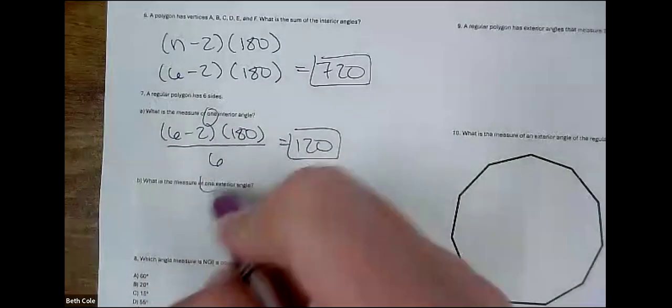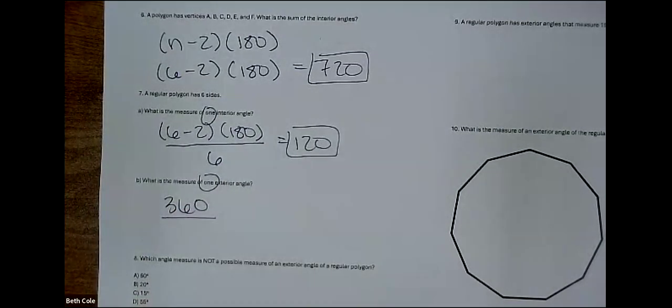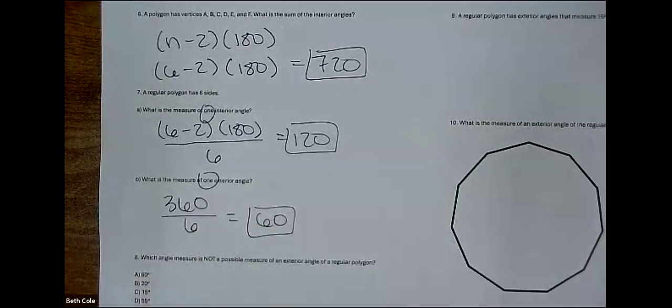What is the measure of one exterior angle? Exteriors always add up to 360, but if you just want one, you're going to divide by how many sides there are. You're splitting it n equal ways. And again, how many sides were there? What are we going to divide by? 6. Good. And that would give us 60. So exterior is 360. You're allowed to use this on your quiz.